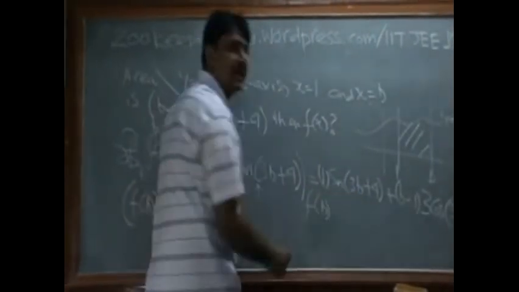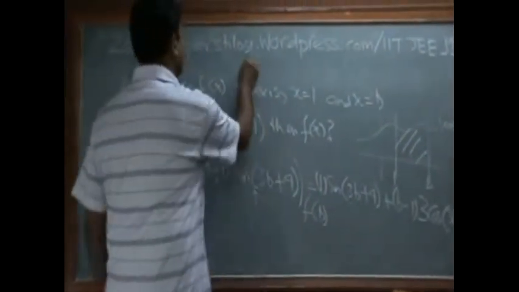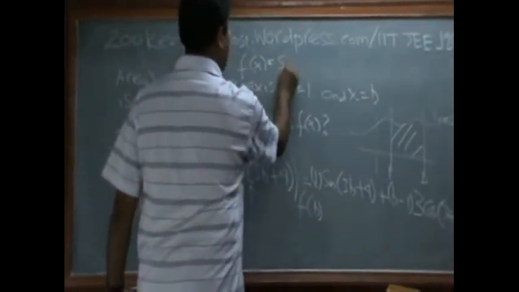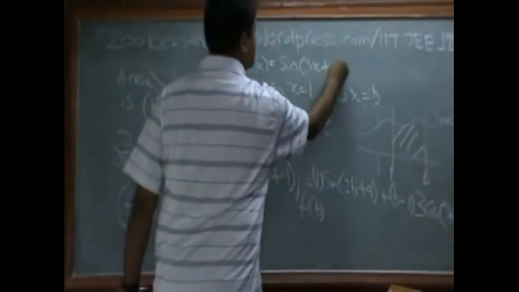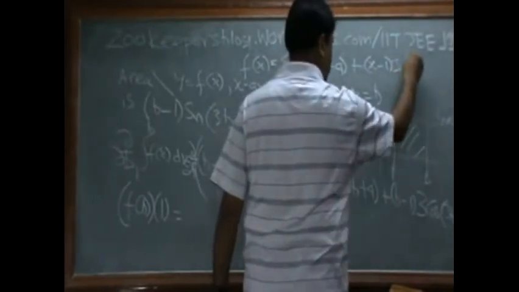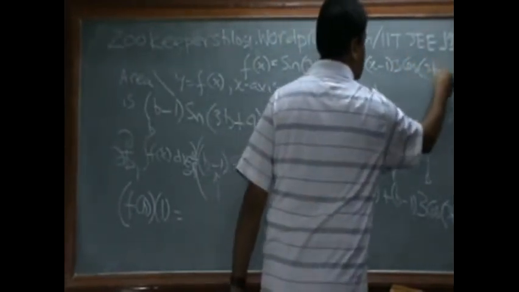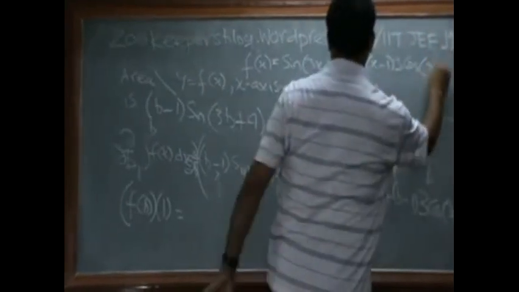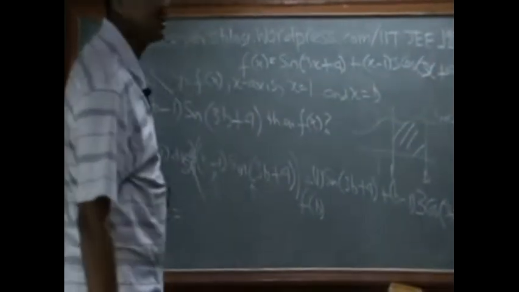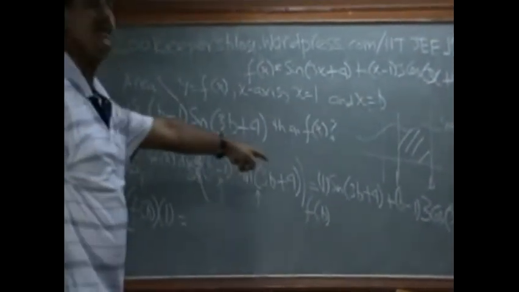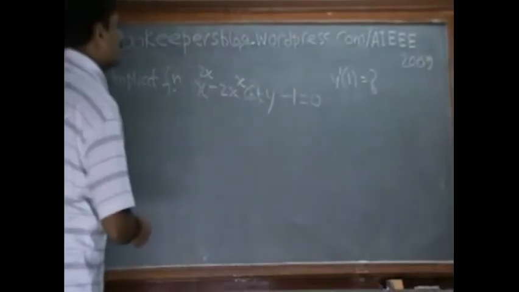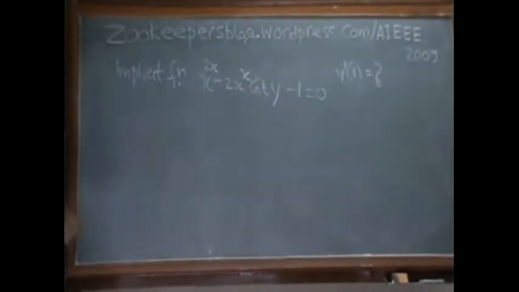See, if f(b) is this, replace b with x. So that means f(x) is sin(3x plus 4) plus (x minus 1) into 3 into cos(3x plus 4). Which means, this problem was posed as an area problem, but basically it is a derivative with respect to b form. That's it. Thank you.